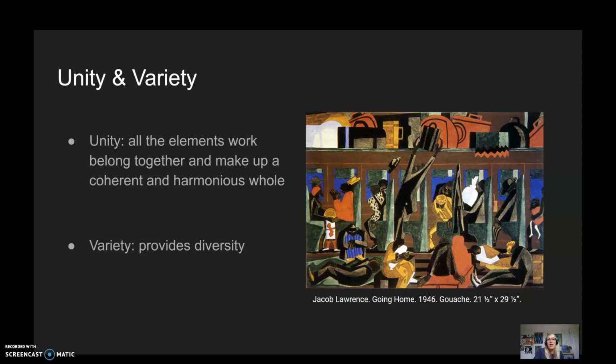So unity and variety. Unity, all the elements are working, they belong together and make up a coherent and harmonious whole. And the variety provides diversity. So this Jacob Lawrence gouache painting is a perfect example of one that has both. So all of these elements are working together. You can even see some repetition in there that we'll get to later. But then every once in a while we have some variety, something different. It's not boring. The variety is what's going to make an artwork more interesting.